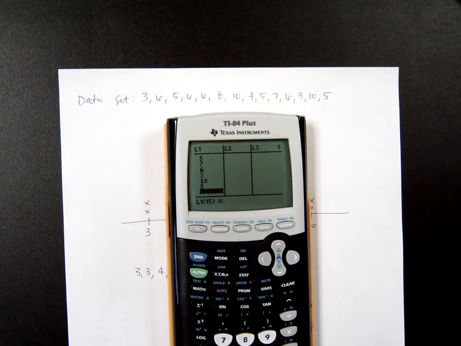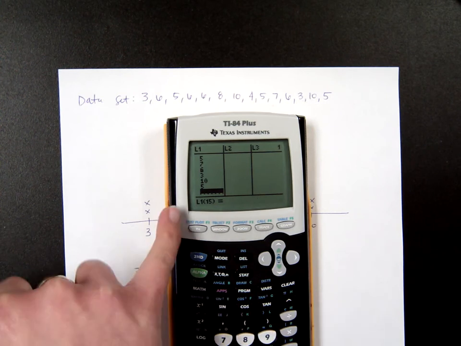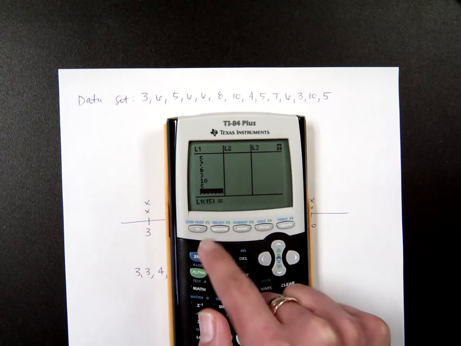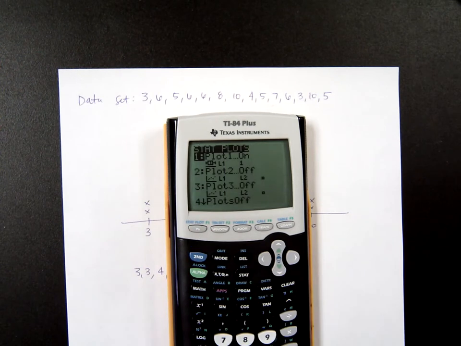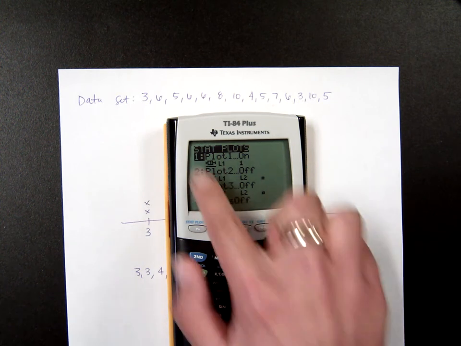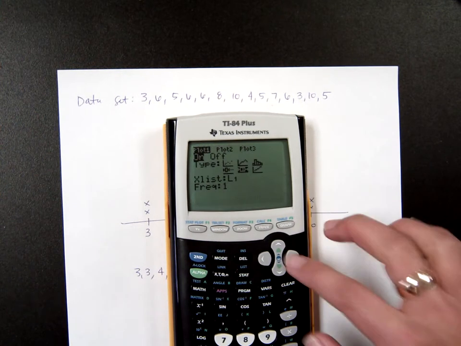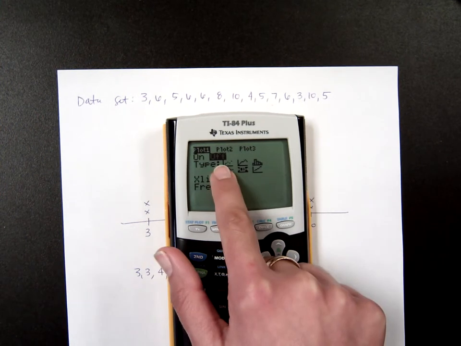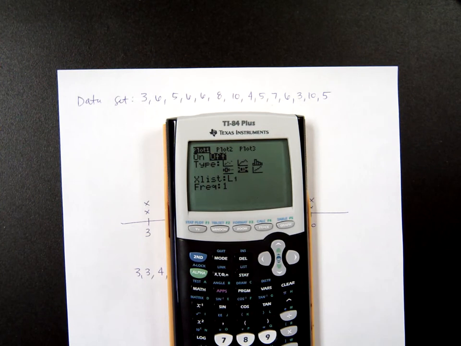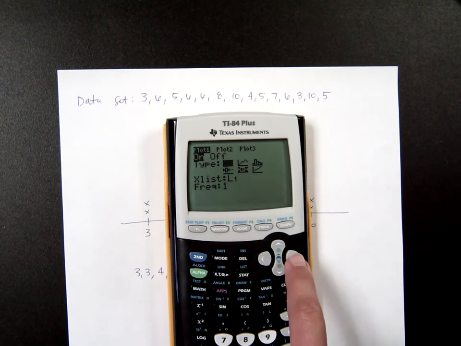The first thing you can do is you can graph this. So in order to graph this, you're going to go to second, y equals. Okay, that gives you the stat plot. So just go ahead and hit enter. If you're on number 1, go ahead and hit enter. Okay, yours will probably be set to off. So go ahead and go over to the on and hit enter. That's going to turn your plot on.